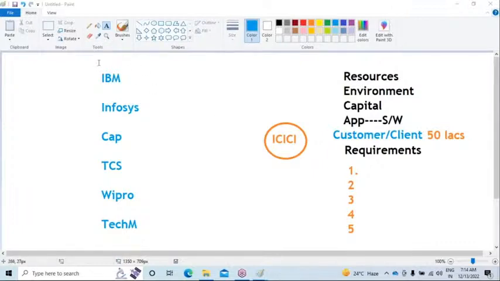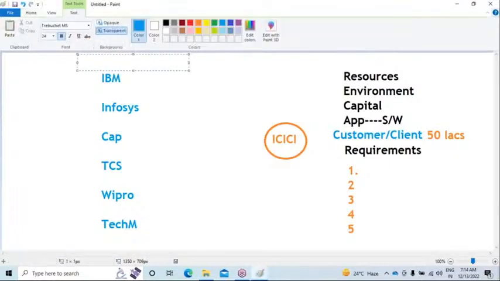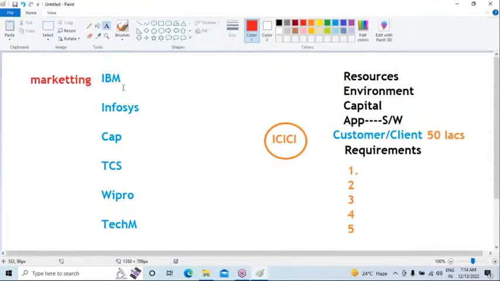So every company is going to be maintaining this, the marketing team. The marketing team will market their business. Nowadays, the advertisements are going to be placed. That is called search engine optimization. They're going to be giving the advertisements on YouTube, Facebook, Instagram, like that.